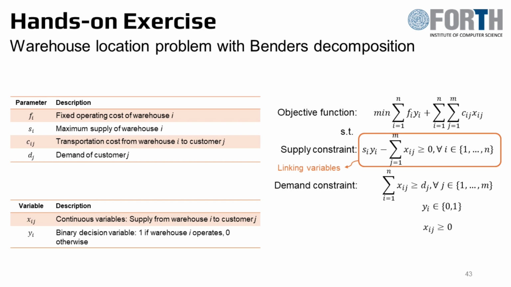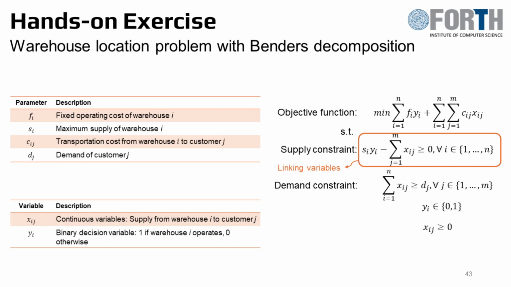The constraints reflect two basic requirements. First, each warehouse has a limited capacity, so the total quantity it ships cannot exceed its capacity, and only open warehouses are allowed to ship. This is the supply constraint. Second, each customer has a demand that must be satisfied, so the total shipments received by each customer must cover that demand. This is the demand constraint.